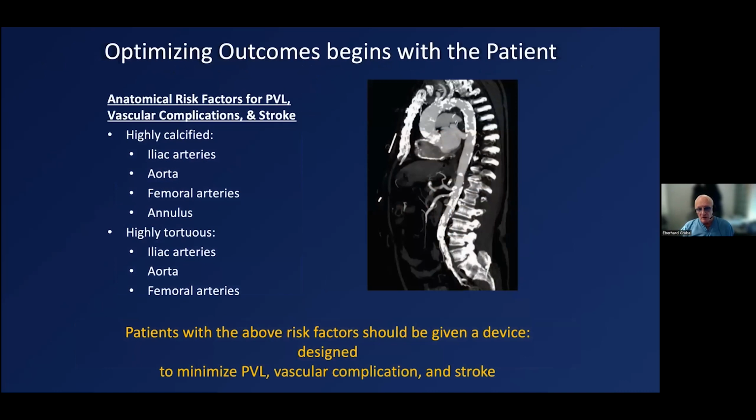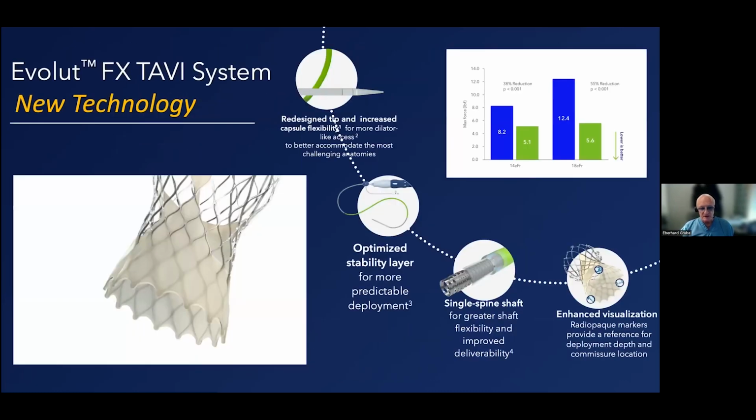And we all know optimizing outcomes begins with the patient. Anatomical risk factors and CT measurements are mandatory in today's world, and we should choose the appropriate valve in order to eliminate these complications. We're starting with new technology.